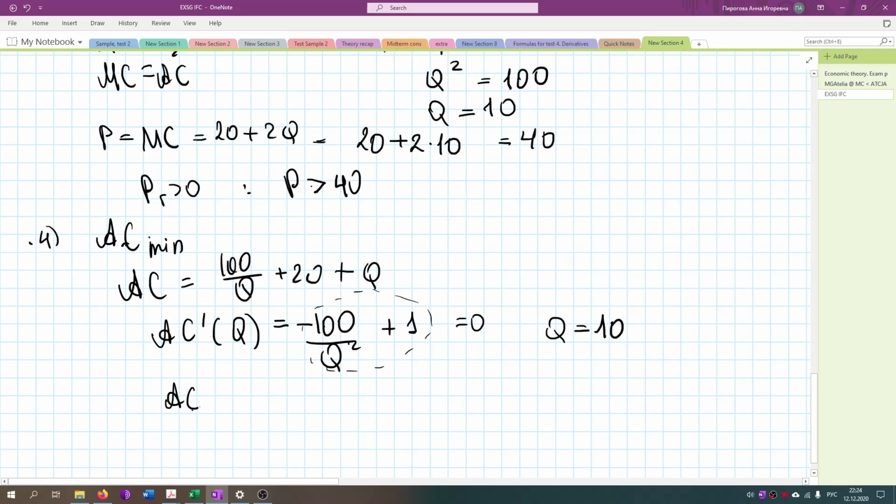And now let's take the second derivative with respect to Q to check whether it's indeed the minimum point of average cost. So we take the second derivative, and it will be 200 divided by Q in the third power, and we can clearly see that it is positive because 200 is positive, Q is also positive, and this means that it is indeed the minimum of AC.